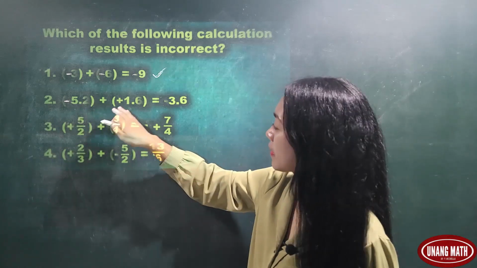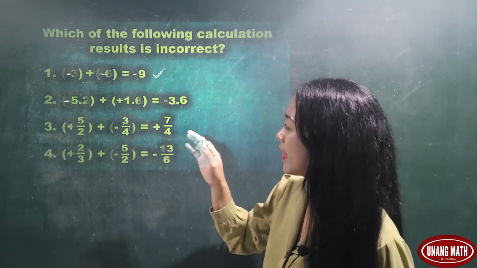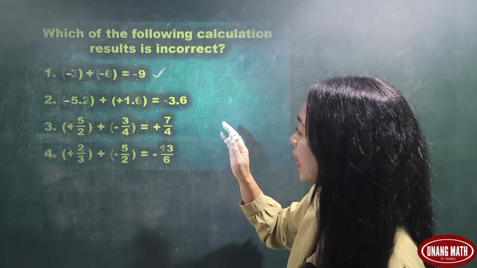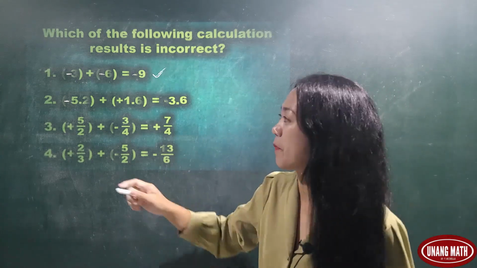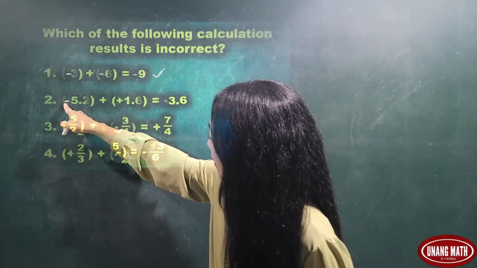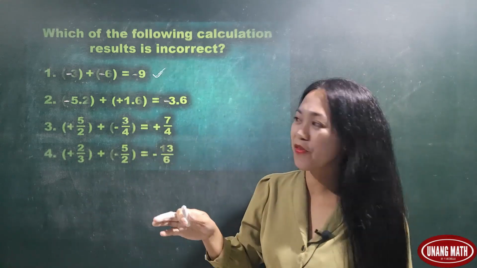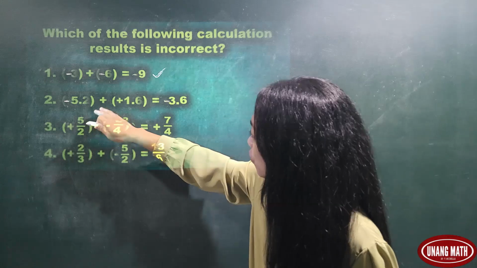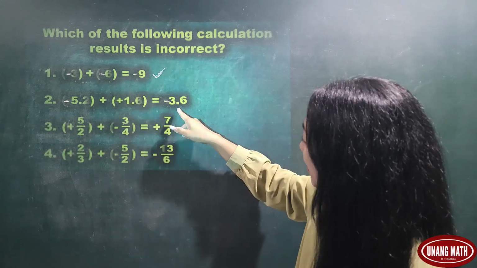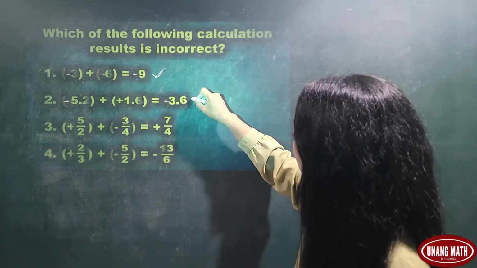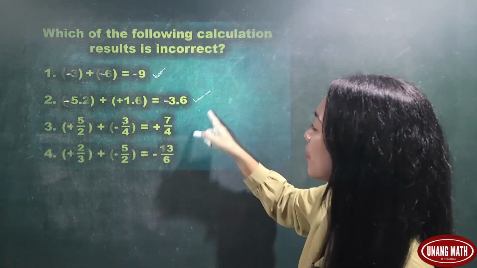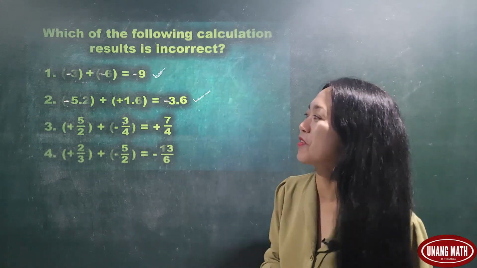Okay, number 2, negative 5.2 plus positive 1.6. Negative number plus positive number. Final answer must follow the sign of the larger number. Sign of the larger number is negative, so final answer must be negative. Get the difference. 5.2 minus 1.6, 3.6. So, negative 3.6 is the answer. Number 2 is also correct.